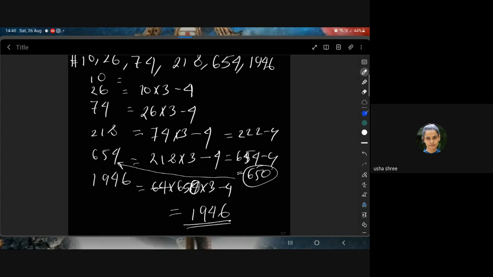1950. Okay, minus 4, 1946. Oh, which is the wrong number? 654. This is the wrong number. It should have been 650. Yeah, so this is your answer. 654 is the wrong number. So it has taken about 2 minutes to solve one question. I think you know how to go about it.